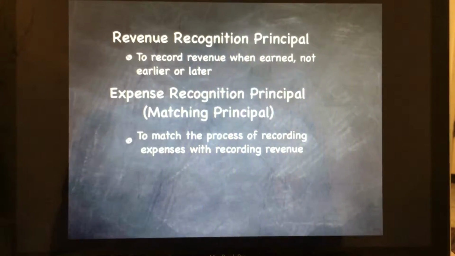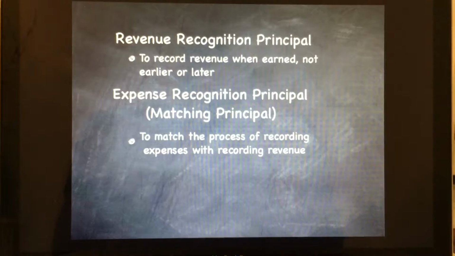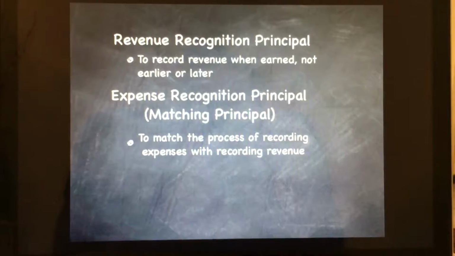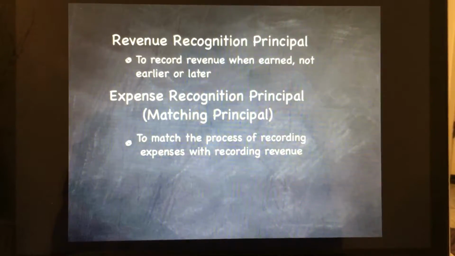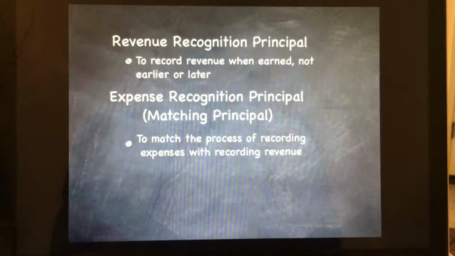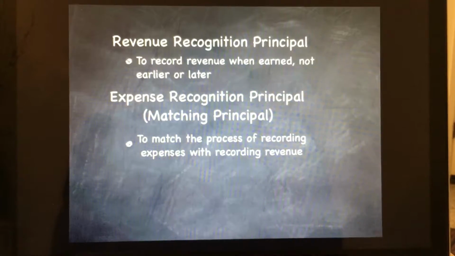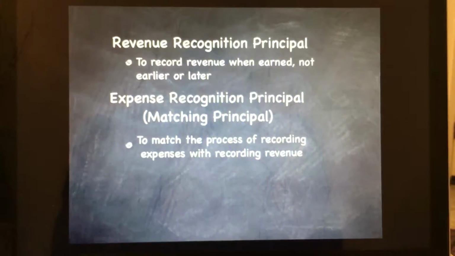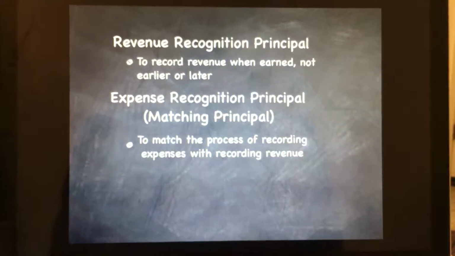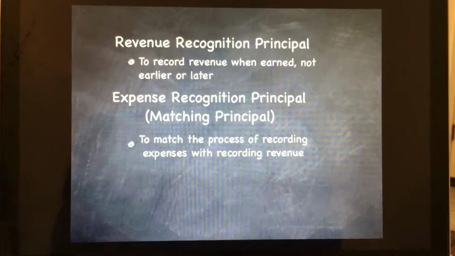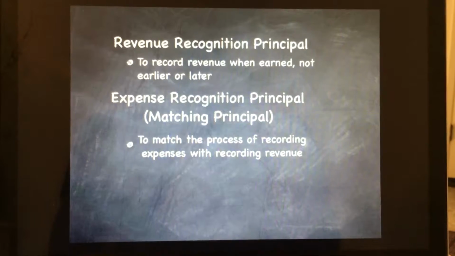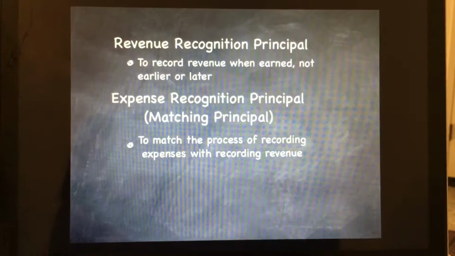And with accrual, you'll have two principles that go hand in hand: your revenue recognition principle and your expense recognition principle, or the matching principle. Your revenue recognition principle is when you record your revenue when earned, not earlier or later. It's in that time period. Same with your expense. You want to match the process of recording the expenses with recording your revenue. You want them to go hand in hand. You don't want it to be before, or you don't want it to be after.